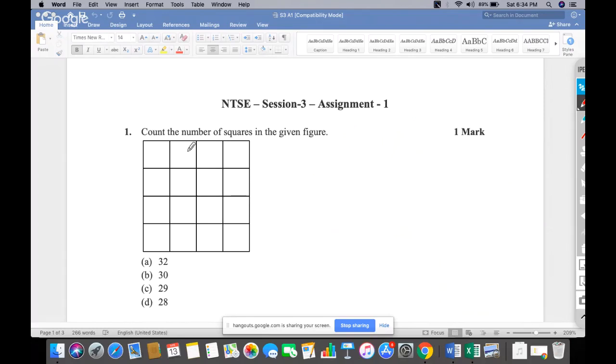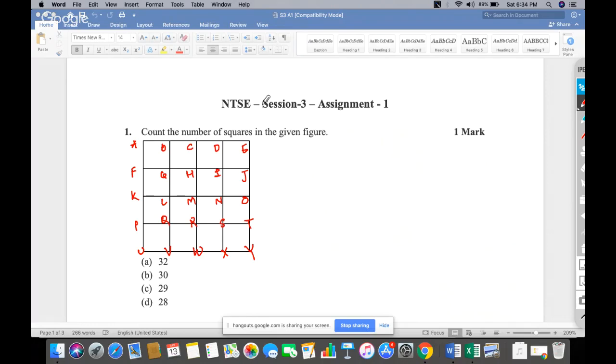So this is A, this is B, this is C, this is D, this is E, this is F, G, H, I, J, this is K, L, M, N, O, P, Q, R, S, T, U, V, W, X, Y. Suppose something like this. Now I have marked everything.